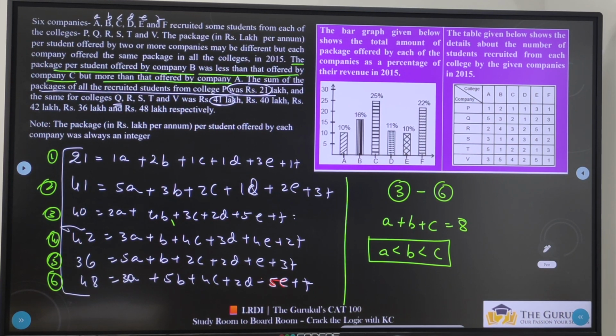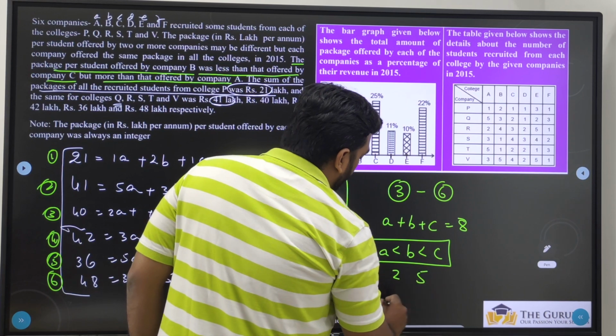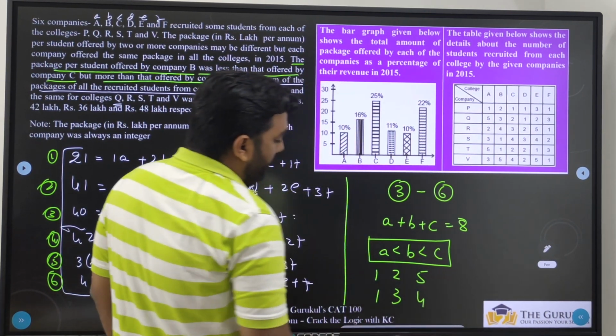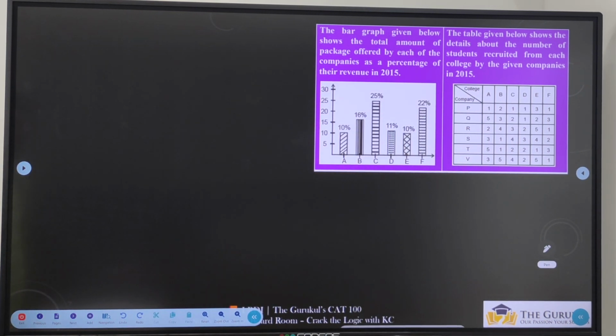Now what can be the possibilities for this one? This can have two possibilities. It can be 1, 2, 5 or 1, 3, 4. We will have two different possibilities. So let's start with case number 1.